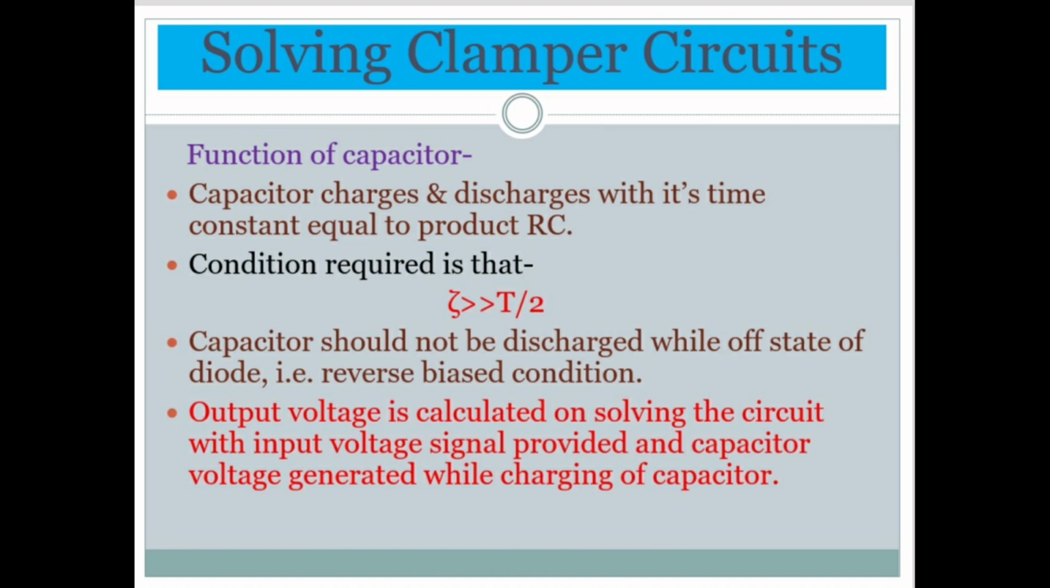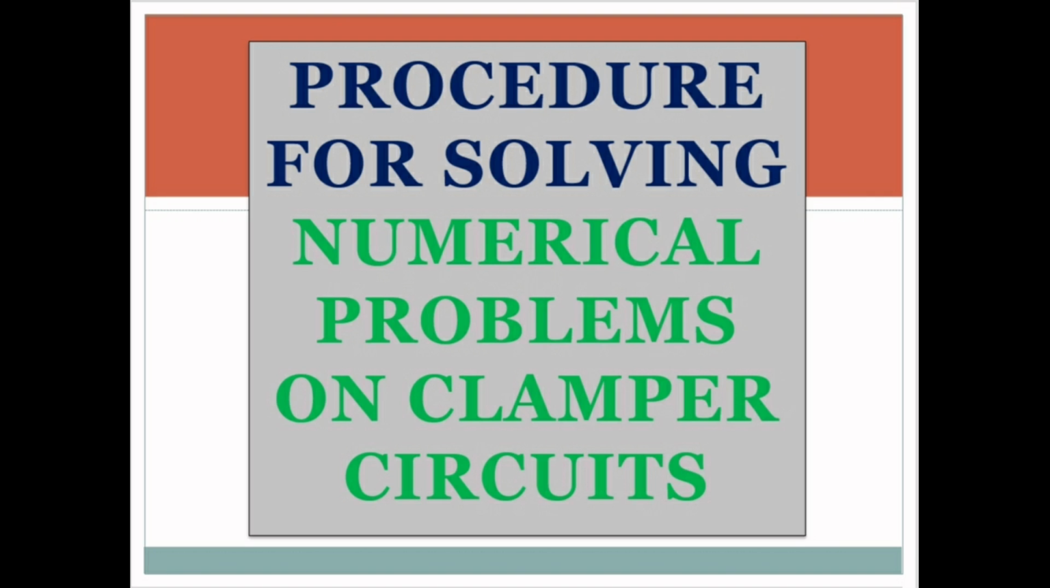So this is the function of the condition on the time constant, and we should have this situation that the capacitor should not be discharged during the off state, or reverse biased condition, of the diode. So with the condition tau greater than T by 2 applied, we now solve the clamper circuit.